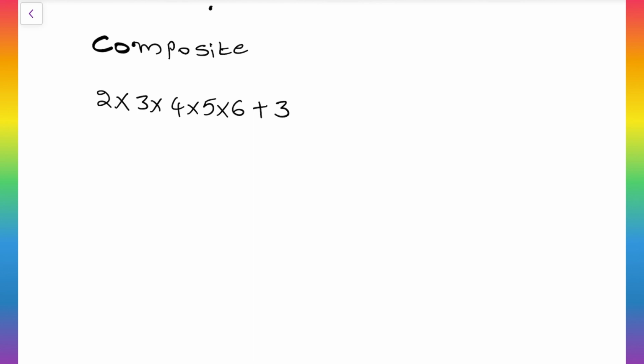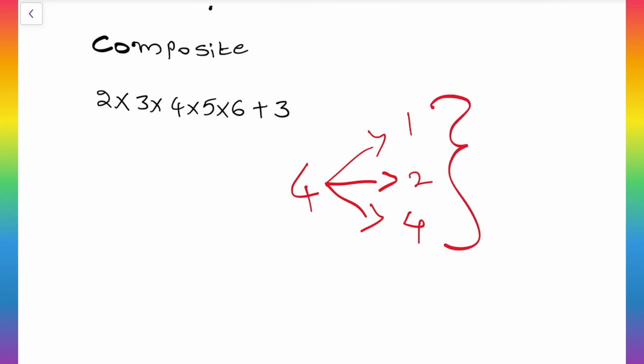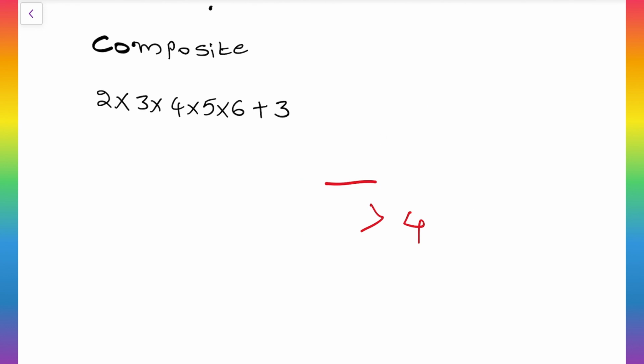For example, if we take a number 4, what are the factors of 4? 4 will come in 1 table, 4 will come in 2 table, 4 will come in 4 table. So now these are factors. How many are there? 1, 2, 4. 3 factors are there. So this number 4 has more than 2 factors. So this 4 is considered a composite number. So for any number, if more than 2 factors are there, it is considered a composite number.